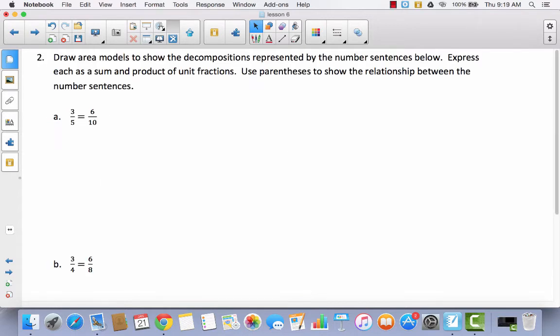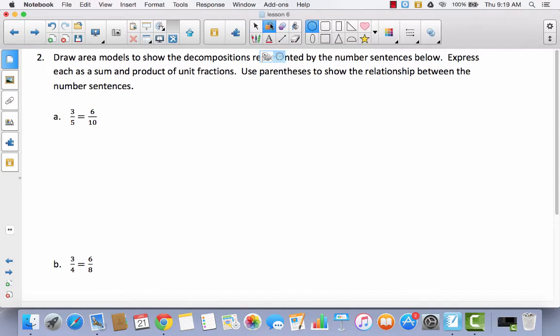All right, let's take a look at number 2. This time we have to draw our own area models. Draw area models to show the decompositions represented by the number sentences below. Express each as a sum and product of unit fractions. Use parentheses to show the relationship between the number sentences. So again, we're not going to do all that because it's asking us to write those same number sentences down the front, and we're not exactly going to do that.